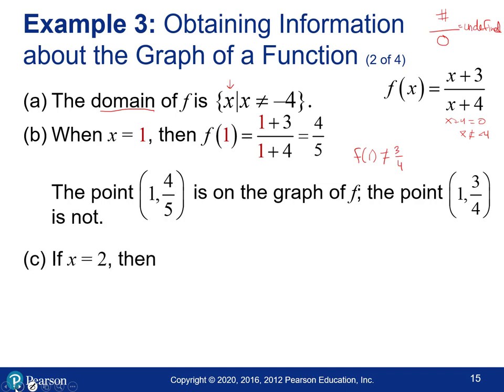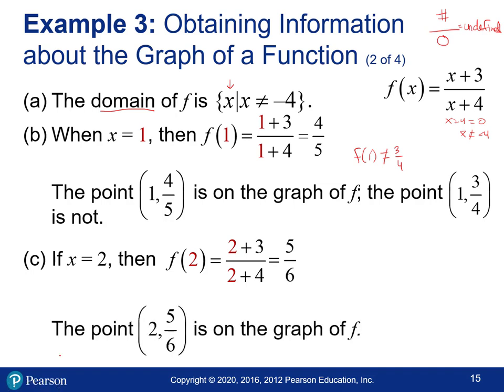Part C, when x is 2, then what's f of 2? So plug in 2 for x, and then simplify. So we get 5/6. So when x is 2, so this is x, what is y? It's 5/6. And that would be the point on the graph when x is 2.